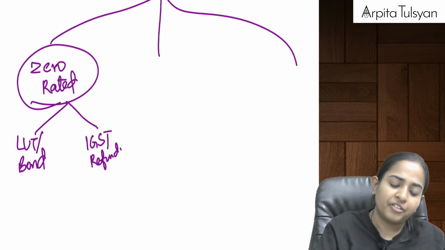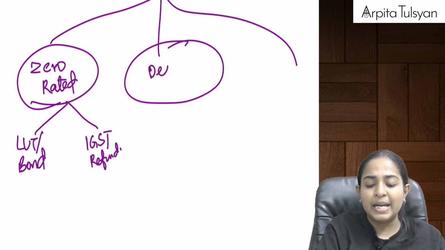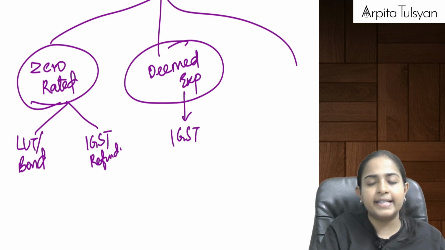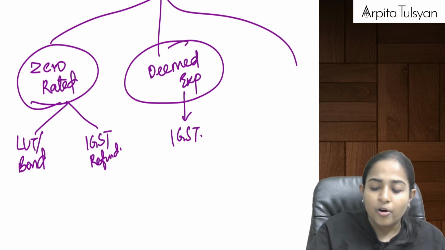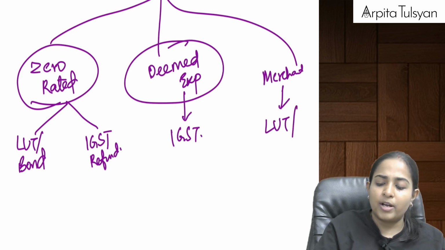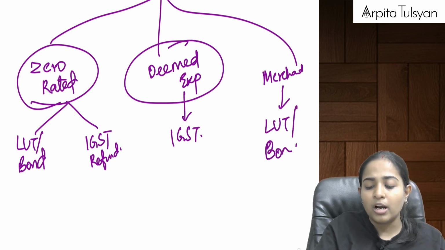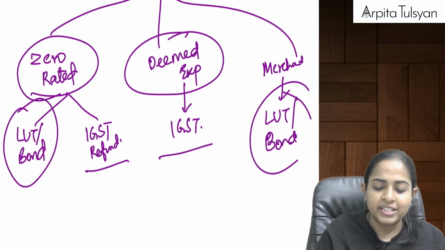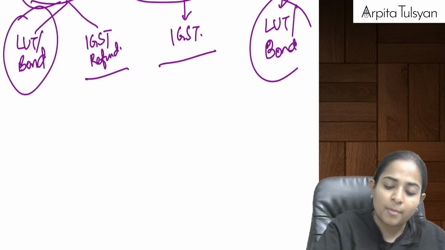After that, for deemed exports, they have made it very clear that you have to pay the IGST, then we will give you the refund. And in case of merchant exports, they have again made it very clear that export has to be done under LUT or bond only. Now ma'am, wherever we have to pay IGST, it is very clear. Now what about LUT or bond?